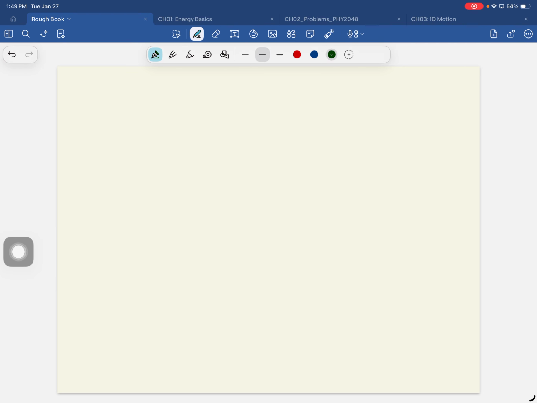Okay, so here, somebody has described one particular motion for you. They've given you this function. They have represented that graphically here. Okay.